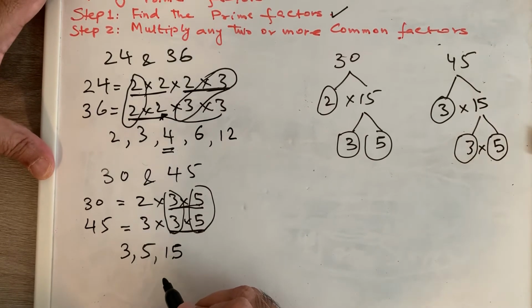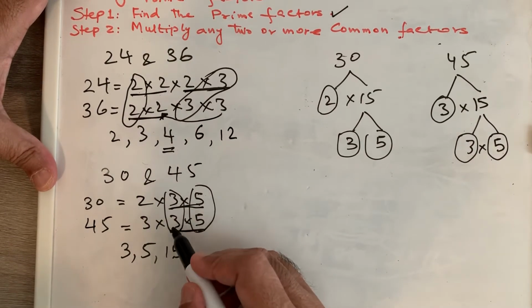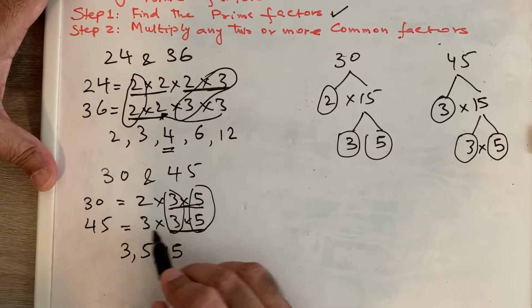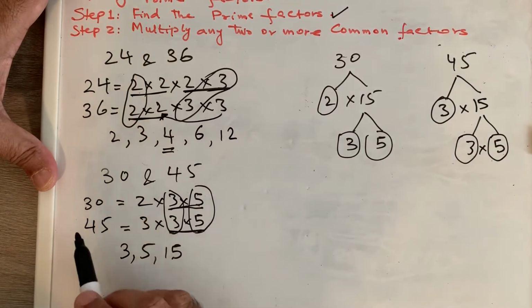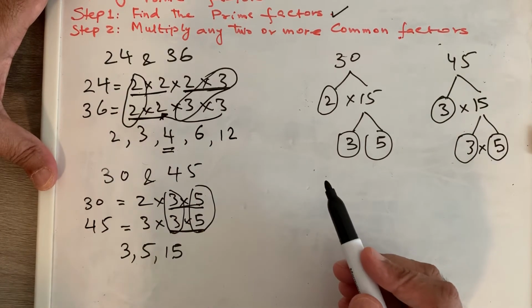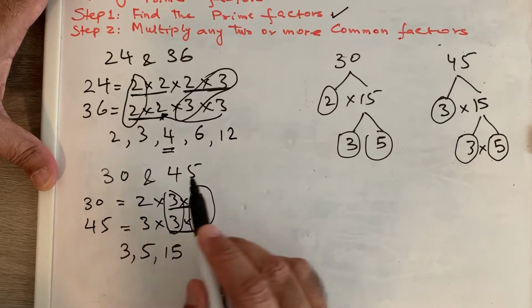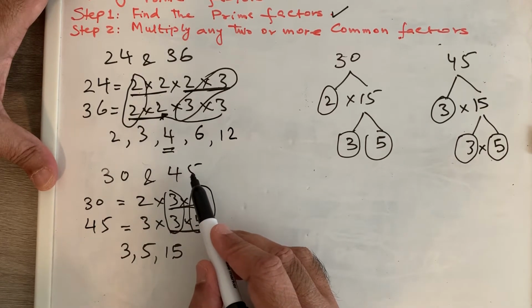What else can we have? 3 3s are 9, but there are no two 3s here in 30. Here is nothing, right? So 9 cannot be a common factor, and you can see that 9 cannot pass through this number, right? So these are the common factors between 30 and 45.